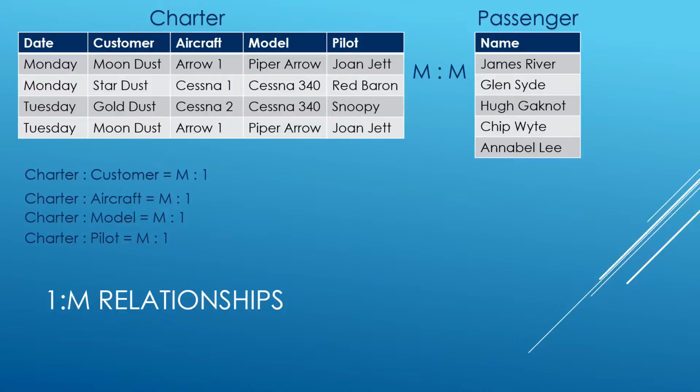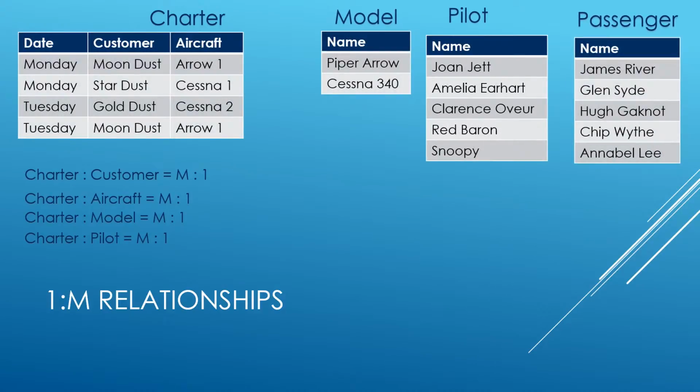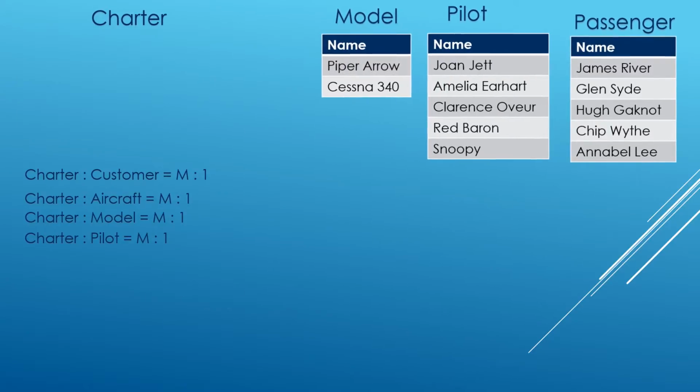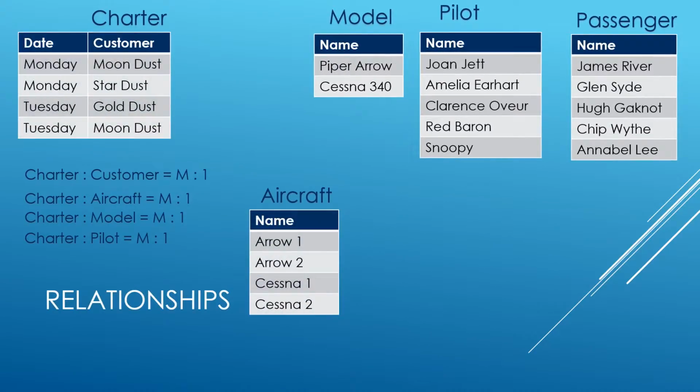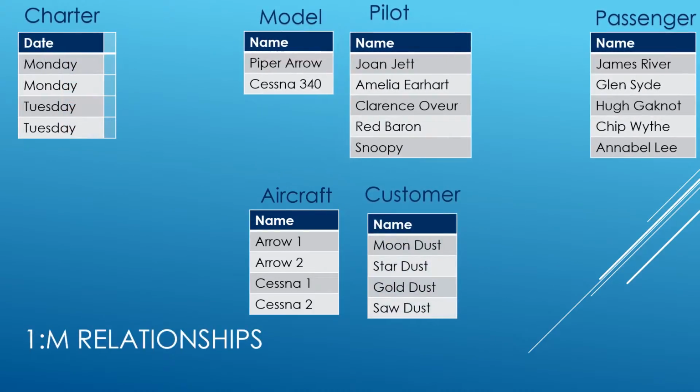Okay, so we will take pilot and model, and we'll highlight them and move them out of our charter table. And we'll put them off to the side for now. Then we'll do the same thing with aircraft. And the same thing with customer. So the only thing we have left now in our charter table is the date. And we have 4 other tables, model, pilot, aircraft, and customer for the one-to-manys. And of course, we'll have passengers off to the side over there, which we will deal with later.